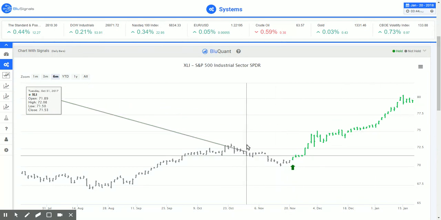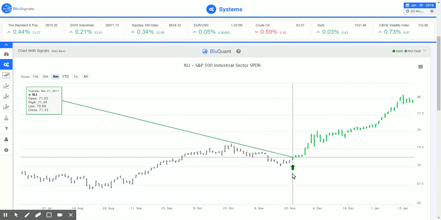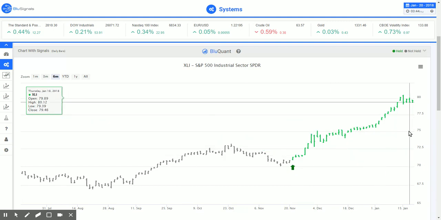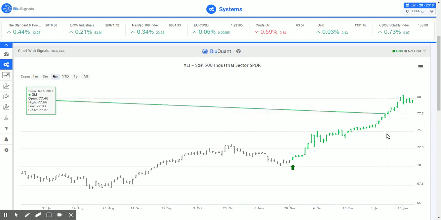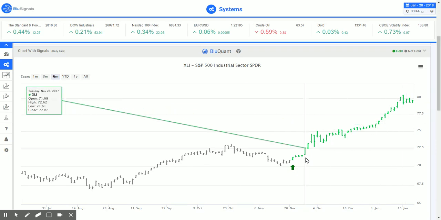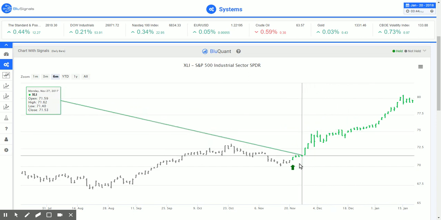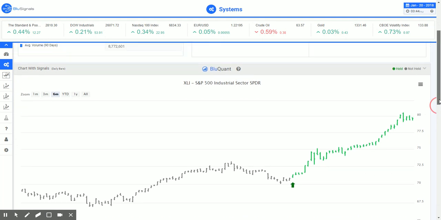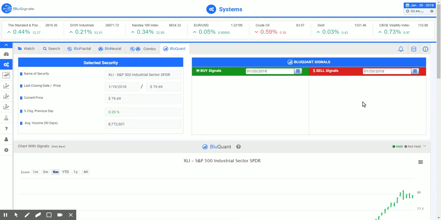Again, it's important to note that all one had to do was react to the pop-up window or email that was produced on this day for the XLI, make the purchase, and simply hold the position until BluQuant issues the sell signal. In this case, that's yet to come, and this position was initiated in November. It is now January. So it is not a frenetic system to keep up with.